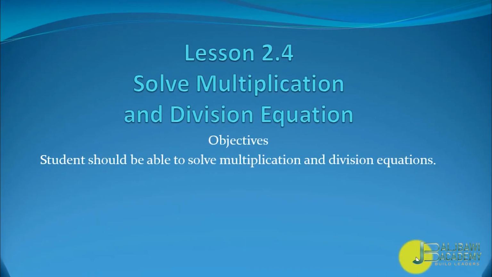Today's lesson is lesson 2-4 for grade 6: solve multiplication and division equations. Our objective today is that students should be able to solve multiplication and division equations by using reverse operations or inverse relationships. What do we mean by inverse relationships? We mean you have to use the opposite operations.